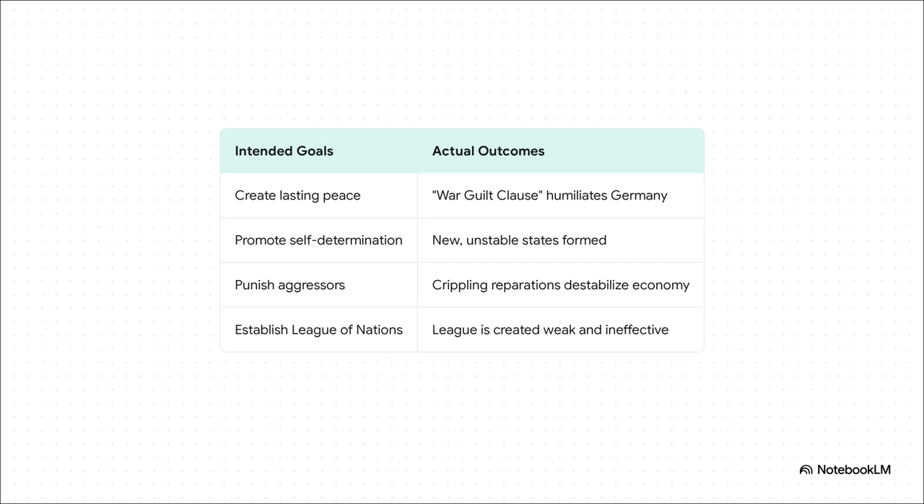Just look at the disconnect on this slide. The Treaty of Versailles had all these idealistic goals, lasting peace, self-determination, but the reality was so different. The infamous war guilt clause forced Germany to accept all the blame for the war, which was deeply humiliating. And the punishment didn't stop there.